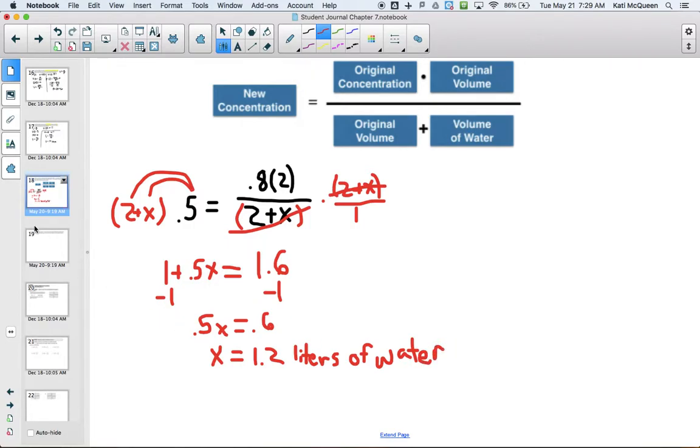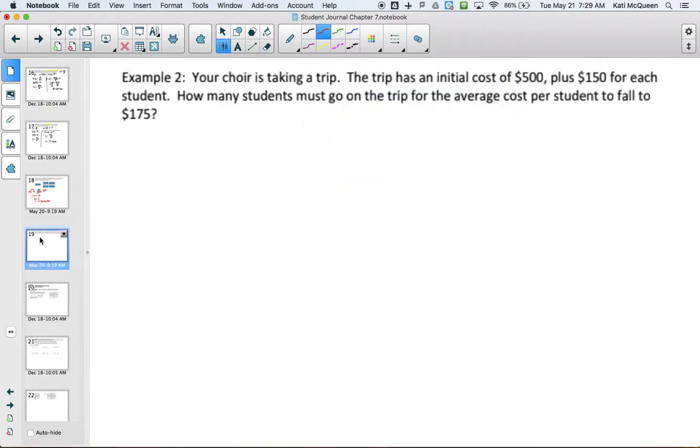Okay. So this is the second type of problem, and we don't have a model for this one. This one is talking about averages. Remember, the way you would find the average is adding up however much you have for each value, and then dividing by how many values there are. So they say your choir is taking a trip. The initial trip has a cost of $500 plus $150 for each student. How many students must go on the trip for the average cost per student to fall to $175?